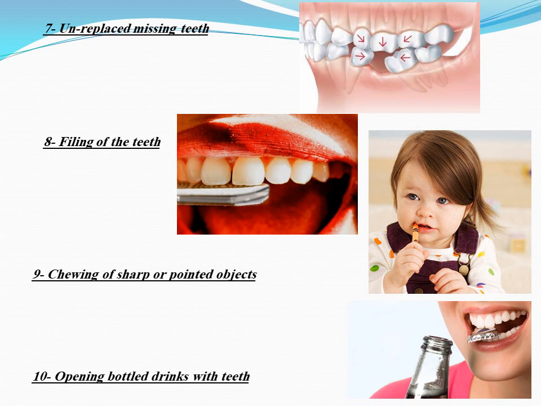Chewing of sharp or pointed objects. Chewing on objects is also a bad habit, such as metal, pencil, pen, knife, needle, pipes, broken bottle, and so on. These are not part of the normal chewing function of the teeth. Chewing on sharp or pointed objects can cause scratching of the teeth and damage of the soft tissue of the mouth.